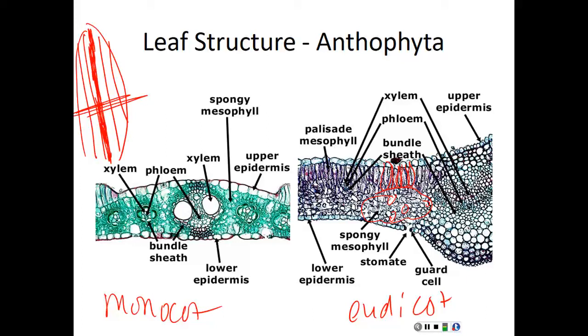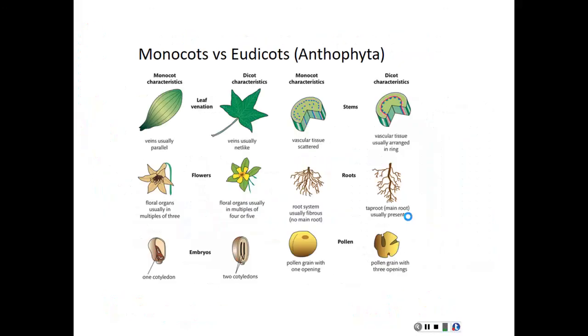So you need to know those two types of mesophyll. Also, on our eudicot leaves, typically we only find stomata on the underside, whereas in monocot leaves, they can be both on the upper and lower side. So this is just kind of a nice comparison. Another couple things you should know about monocots versus eudicots is that in monocots, floral organs are usually in 3s or multiples of 3s, whereas in eudicots, they're usually in 4s or 5s or multiples thereof.